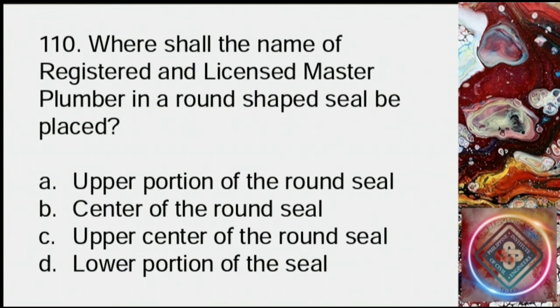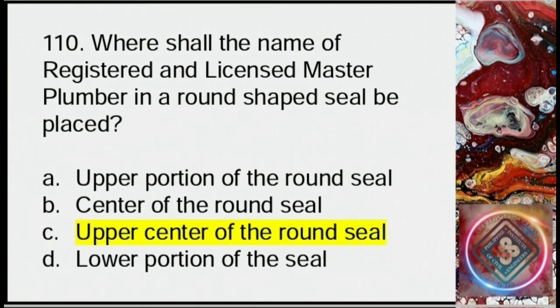110. Where shall the name of the registered and licensed master plumber in a round-shaped seal be placed? A. Upper portion of the round seal, B. Center of the round seal, C. Upper center of the round seal, D. Lower portion of the seal. C. Upper center of the round seal.